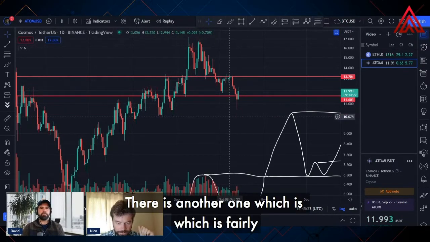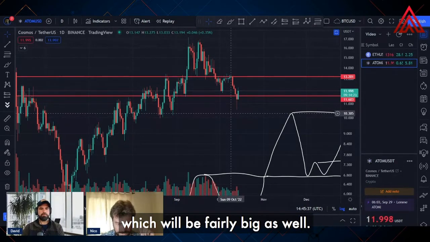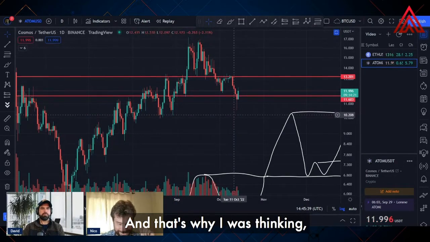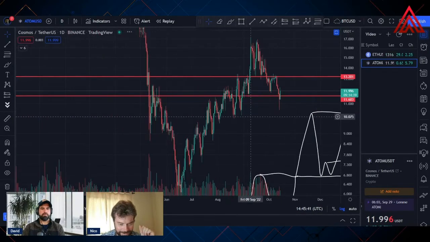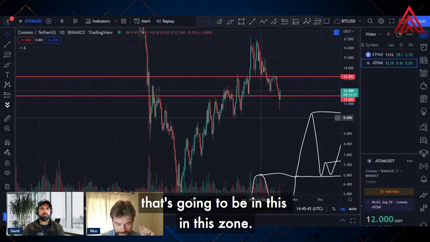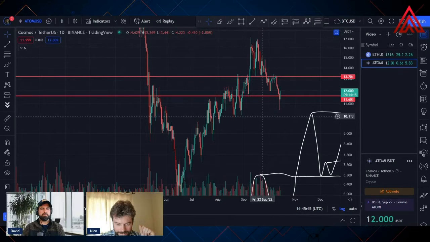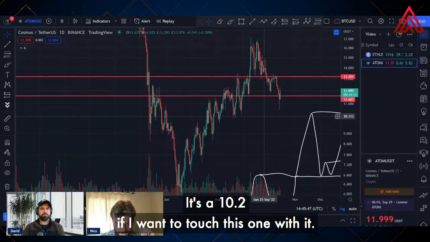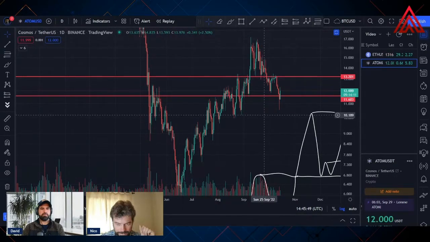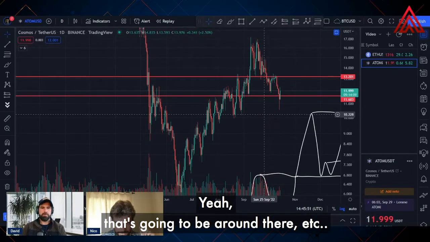There is another one which will be fairly big as well, and that's why I was thinking, okay, that's gonna be in this zone. Let's say 10.2. If I want to touch this one with it, that's gonna be around there.